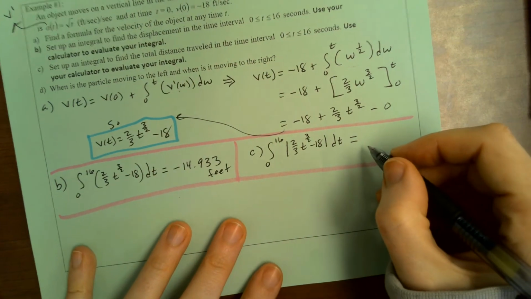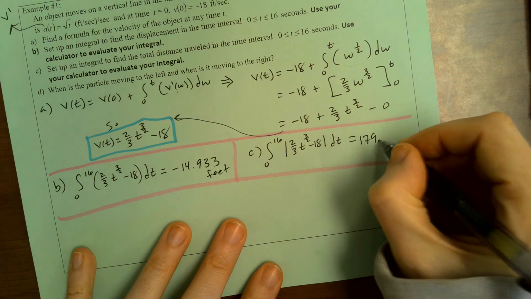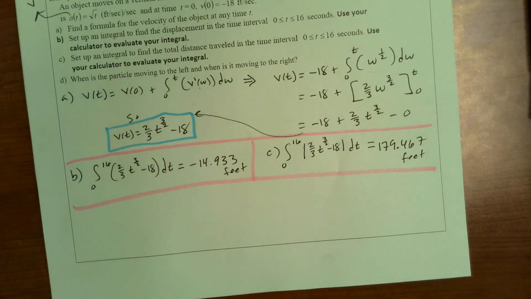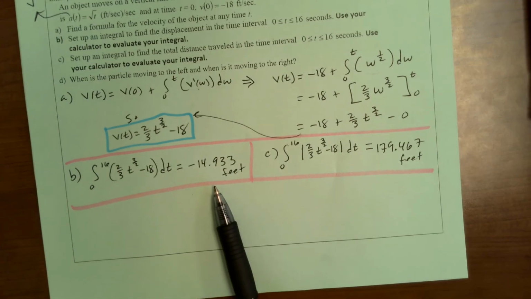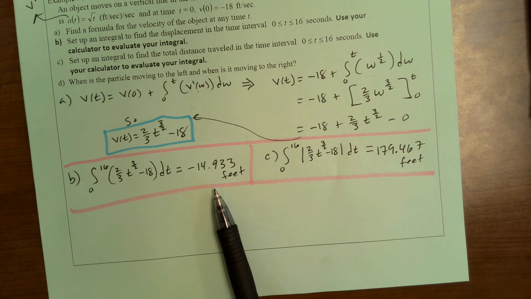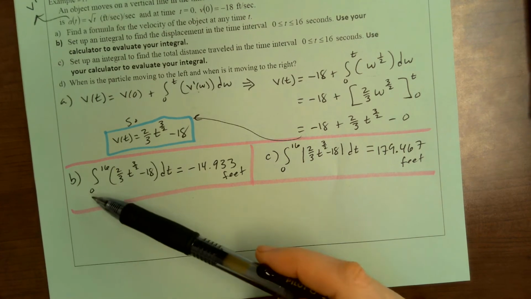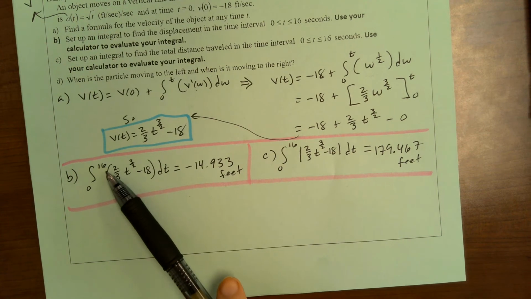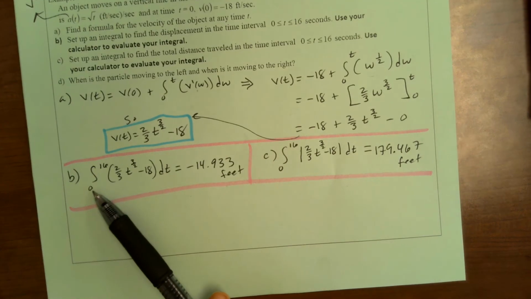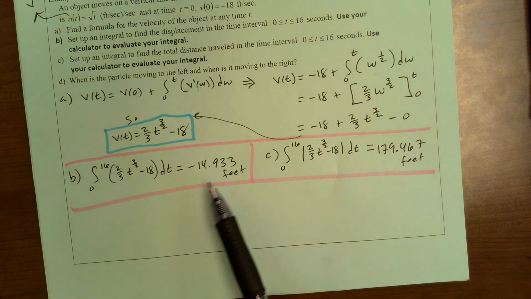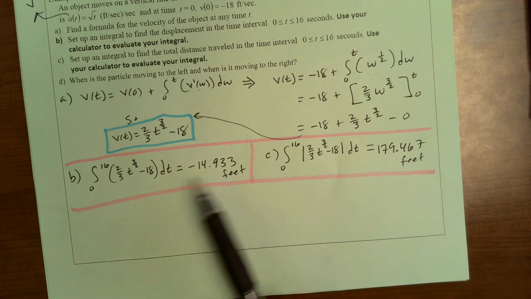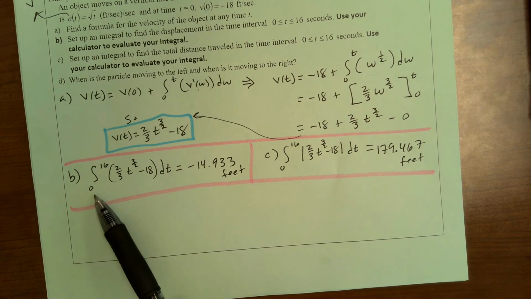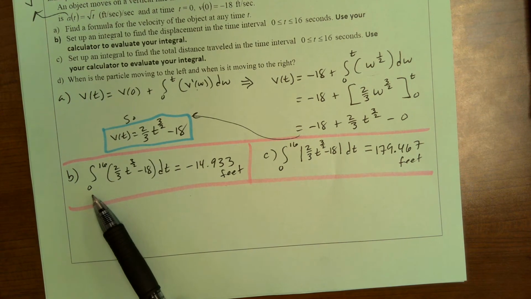Okay, and this ends up being 179.467 feet. Okay, now let me pause to say one little thing. The displacement tells you basically how far you are. It tells you how far to the right or left you are at time 16 compared to time 0. Okay, so what we know by this number is that at time 16 we are 14.933 feet to the left of where we were at time 0.